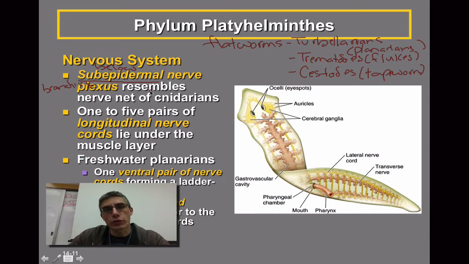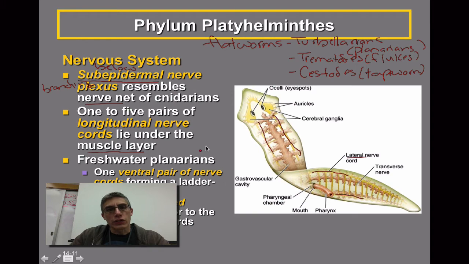Now, this nervous system is going to resemble the nerve net that we had seen in the cnidarians back in Chapter 13. Now, they have from 1 to 5 pairs of longitudinal or lateral nerve cords, and these nerve cords are going to lie right underneath the muscle layer of these animals. And so what you can see on the right here, and this is the planarian, is that these lateral nerve cords or longitudinal nerve cords are represented by this yellow line that you see right here. And you can see this yellow line extending over here.